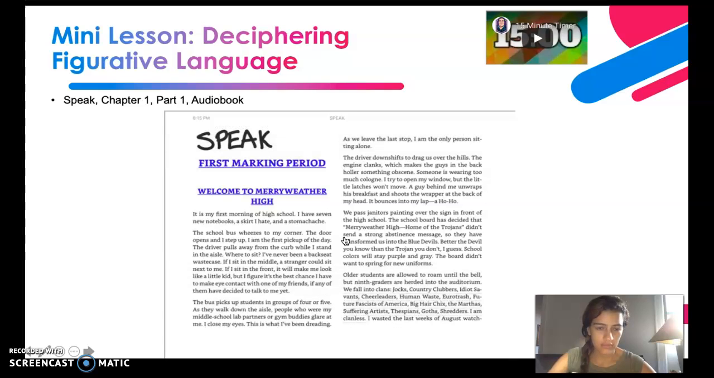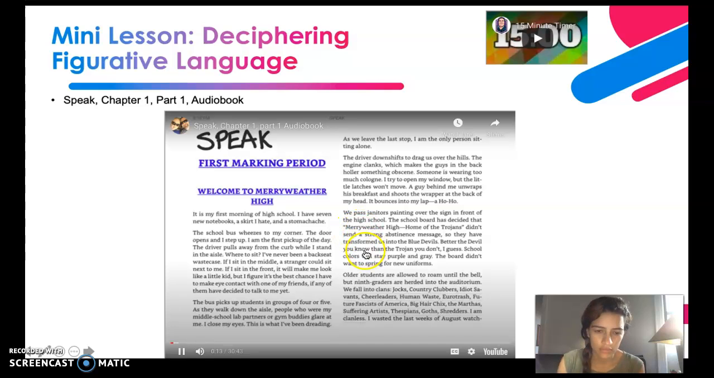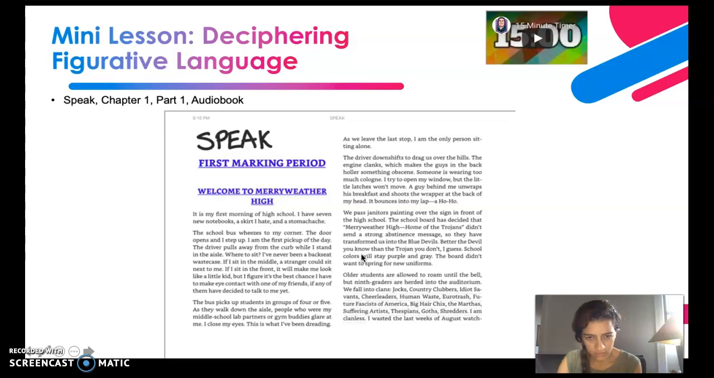First marking period. Welcome to Meriwether High. It is my first morning of high school. I have 7 new notebooks, a skirt I hate, and a stomachache. The school bus wheezes to my corner. The door opens and I step up. I am the first pickup of the day. The driver pulls away from the curb while I stand in the aisle. Where to sit? I've never been a backseat waste case.